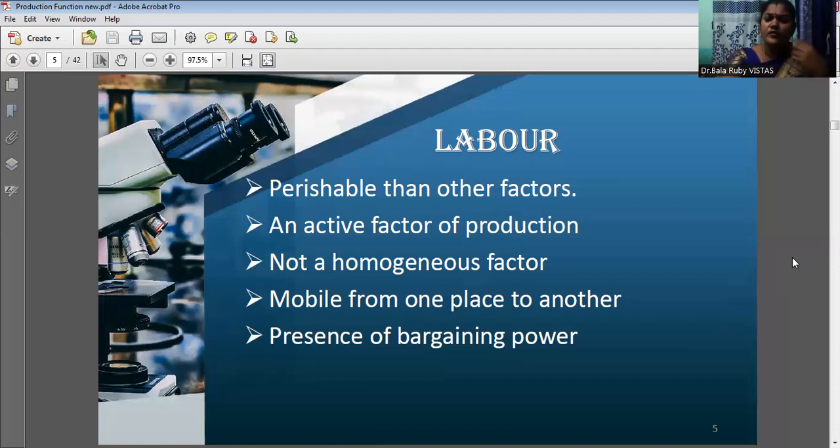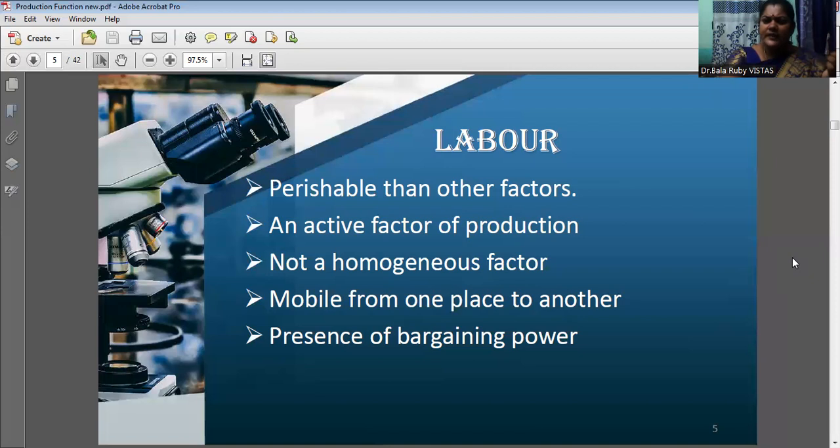It is not a homogeneous factor. Why is it not a homogeneous product? Because your capacity may be different, another worker's capacity may be different, your friend's capacity may be different. So the efficiency of these workers may be different. So it is not homogeneous. Homogeneous means same. So it is a heterogeneous factor.